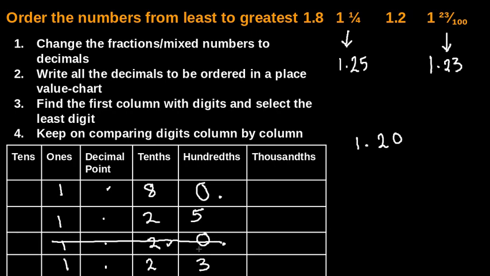Okay, so what are we left with? You can look at it wholesomely to compare. Here you have 1.80, 1.25, and 1.23. So what should follow? 1.23. So we'll put that here, 1.23. You cross this out. You're left with 1.80 and 1.25. What follows? 1.25. And the greatest decimal will be 1.8. I hope you got this right. Kudos to everyone who got it right.